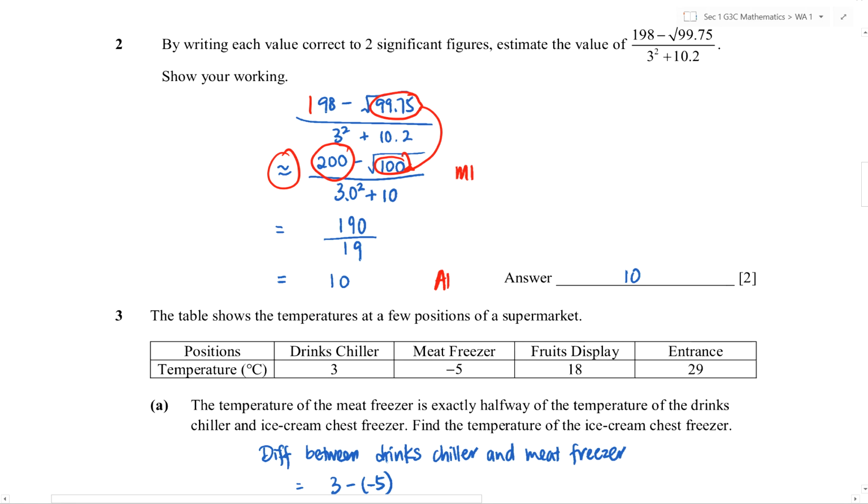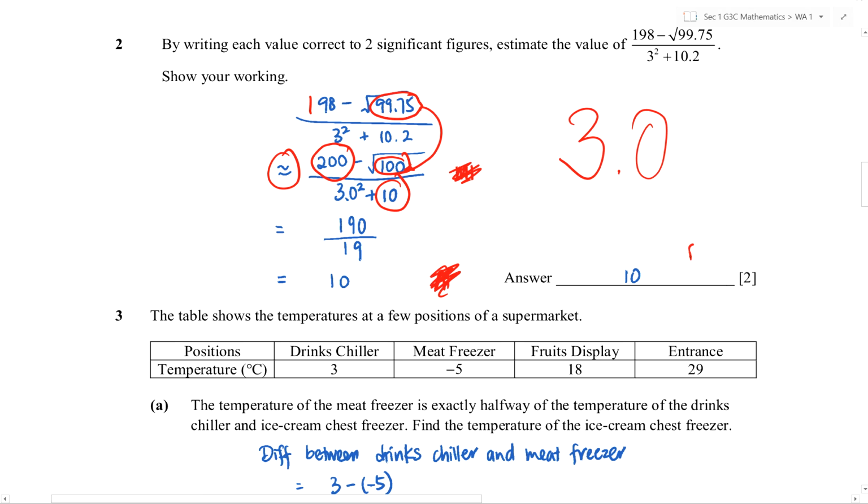Not going to talk about the 3 yet. Let's talk about the 10.2. 10.2 is 3SF. Rounding to 2SF, we get 10. And the last one, that's the killer over there. The value 3. How many SF do you see? 1. What were the instructions? Each value, every single value, 2SF. So how do you change 3 to 2SF? 3.0. So because of this, quite a number of you lost 1 mark.